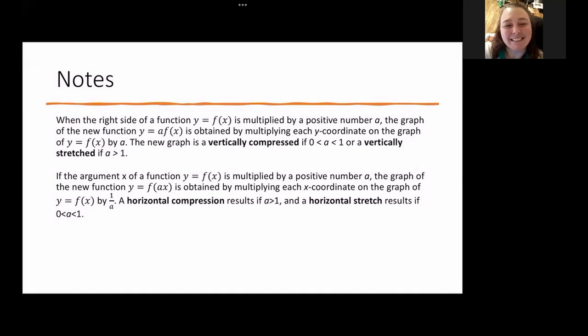Now, in the same way, we can find that we're going to have a horizontal compression or a horizontal stretch. We're going to see in just a minute by example. If we take that A or that number and we put it with the X instead of basically the Y. So if we have a function Y equals F of A X, it's a horizontal compression if A is greater than 1. It is a horizontal stretch if it's a fraction. So just take that and put that in your notes. We're going to look at an example right here in just a second.